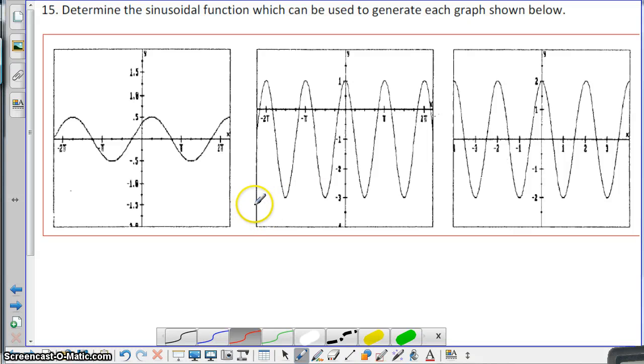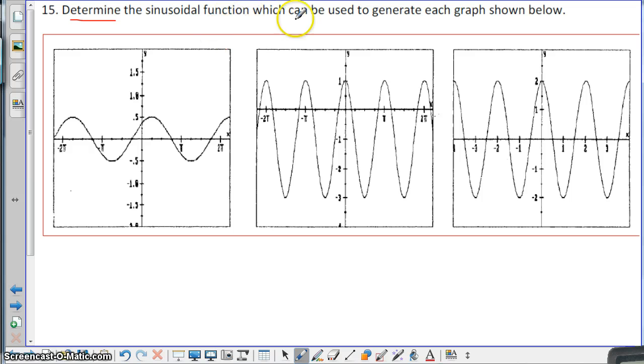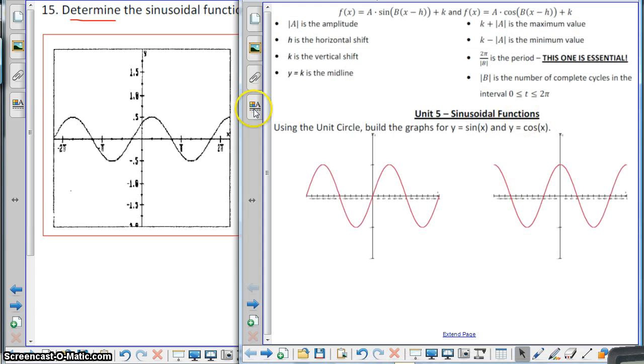On number 15, they're asking to determine the sinusoidal function for each one of these graphs. Again, you're going to have to understand basically everything on this page, which includes the different parts of the equation and the effect they have on the graph.